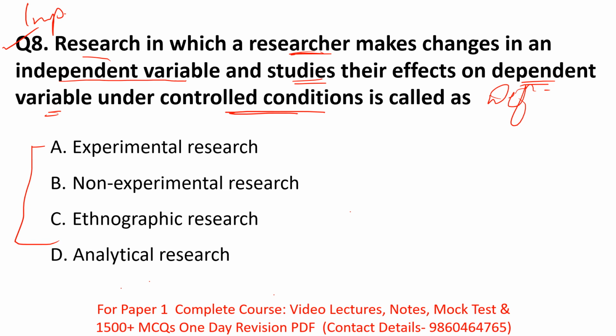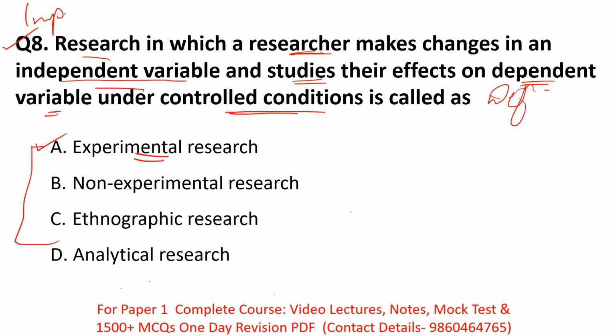So here the researcher is making changes again and again in an independent variable to see their effects on the dependent variable. So in which research does the researcher make changes in an independent variable to see its effect on the dependent variable? Only in experimental research. So that means this is the definition of experimental research.